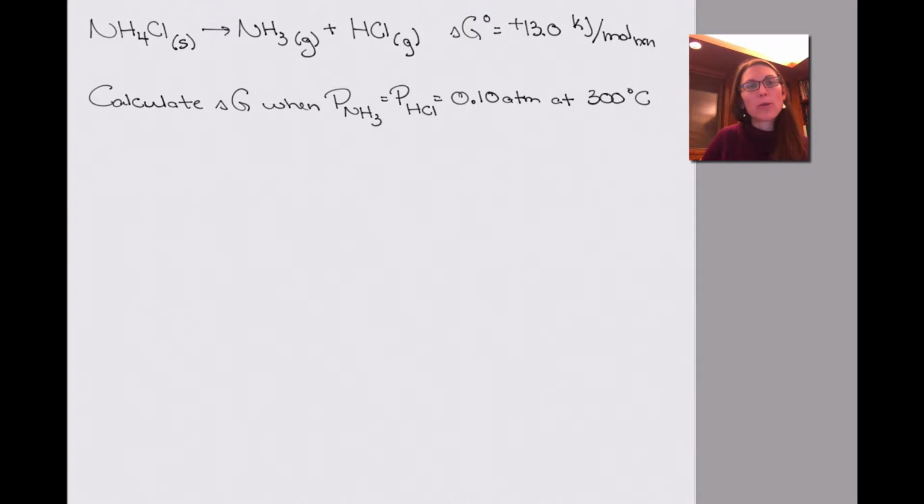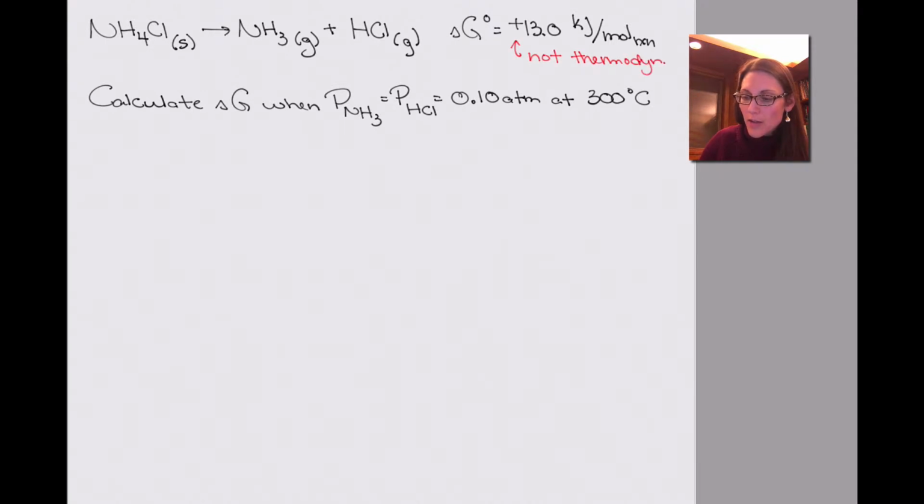So if I have ammonium chloride, which is a solid, and I take this, it can decompose to form ammonia gas and hydrogen chloride gas. And for this reaction, delta G naught is a positive 13 kilojoules per mole reaction. And so if you look at that under standard conditions, this reaction, because it has this positive sign for delta G here, is not thermodynamically favorable as written.